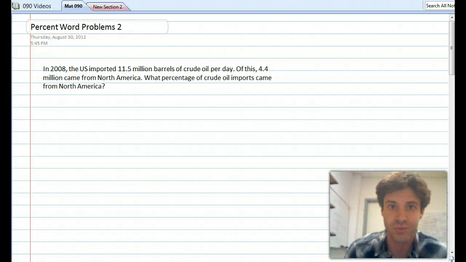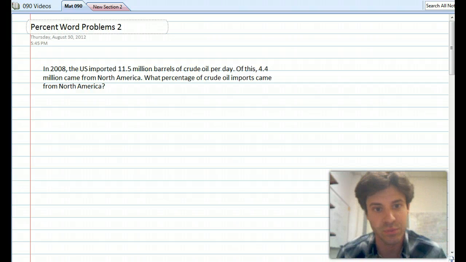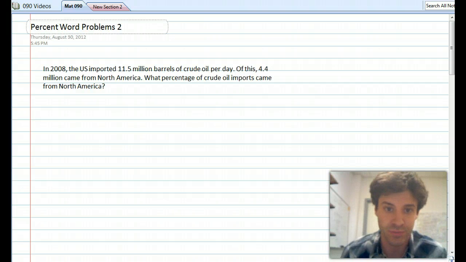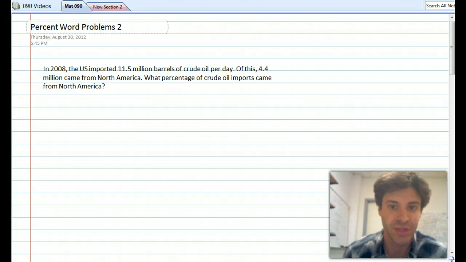Okay guys, we're going to do a bunch of word problems here. The first one: in 2008 the US imported 11.5 million barrels of crude oil per day. Of this, 4.4 million came from North America. What percentage of crude oil imports came from North America?